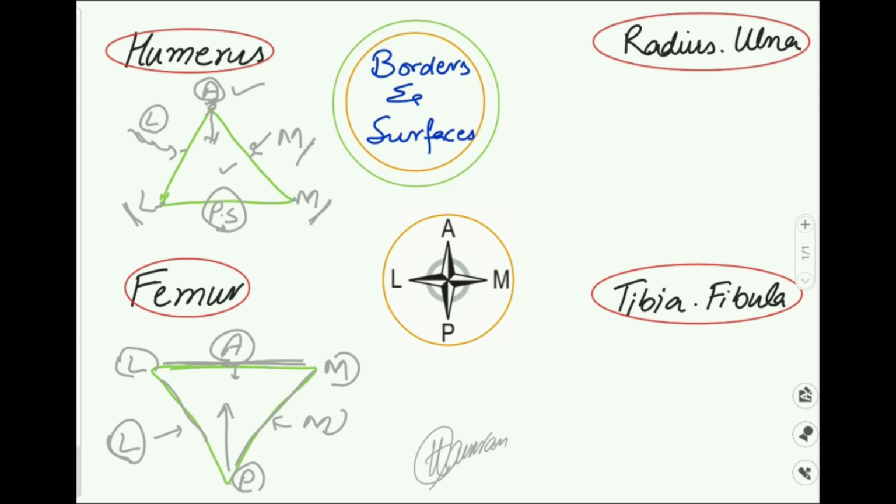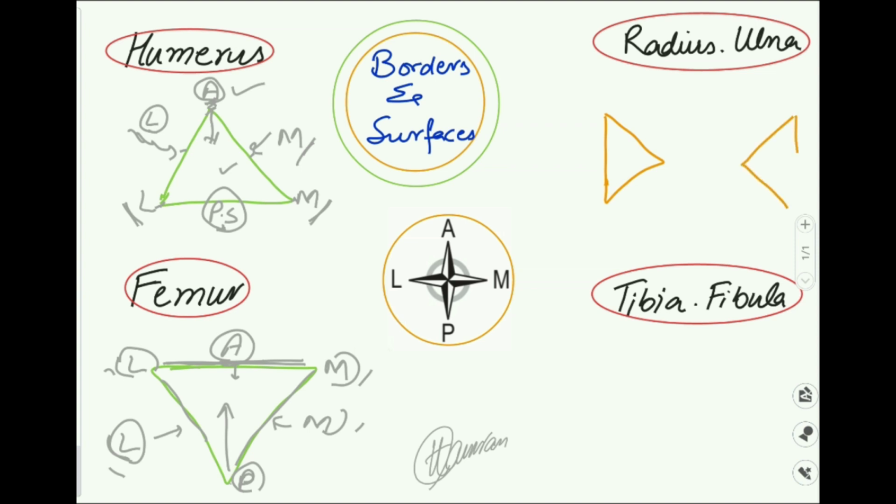Likewise in femur, be careful to identify that we have a posterior border and an anterior surface. Then it is simple: medial border, medial surface, lateral border and a lateral surface. Now I will move to the paired bones of the forearm, that is radius and ulna, and the paired bones of the leg, that is tibia and fibula. How these form triangles and how these triangles are lying against each other.